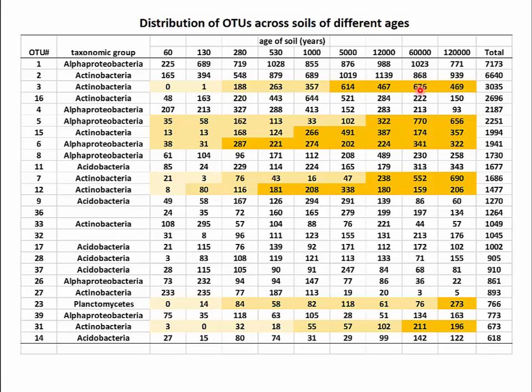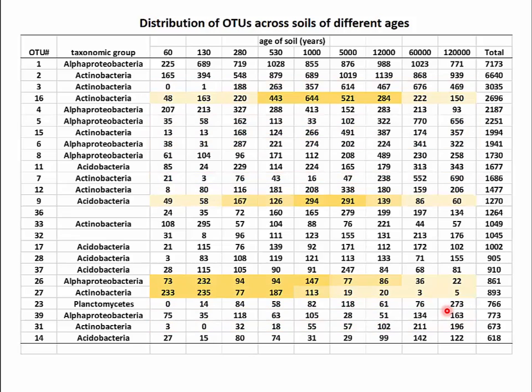And we see all types of variation. This one became abundant after 5,000 years. This one became abundant after 60,000 years. And then there's some that are only abundant in the middle ages, like this one, or some that are only abundant in the younger soil.